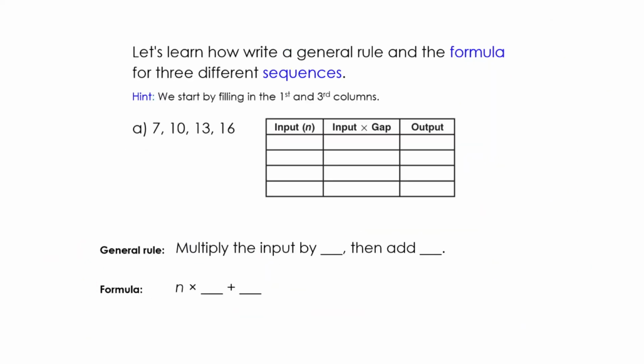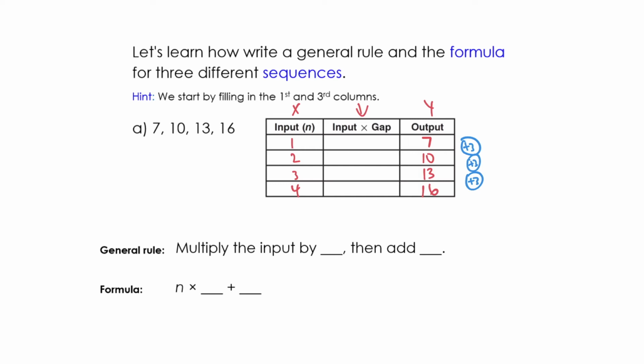So let's learn how to write a general rule. So the output here is 7, 10, 13, 16. So this is basically an xy, but they added this in the middle. I'll show you what it is soon. What you have to find now is the gap. What is the gap? The gap here is plus 3. The numbers are increasing by 3.